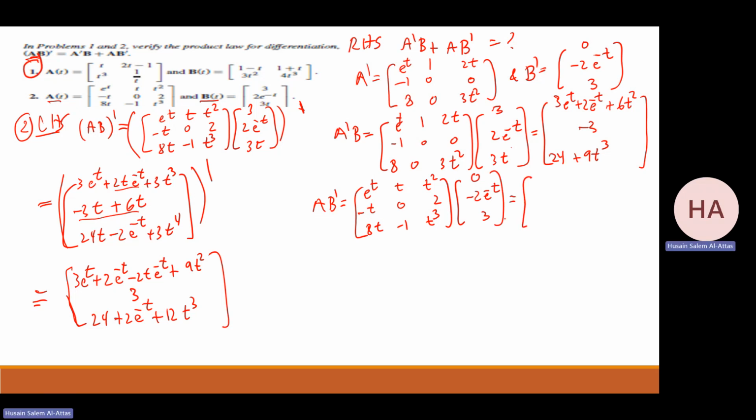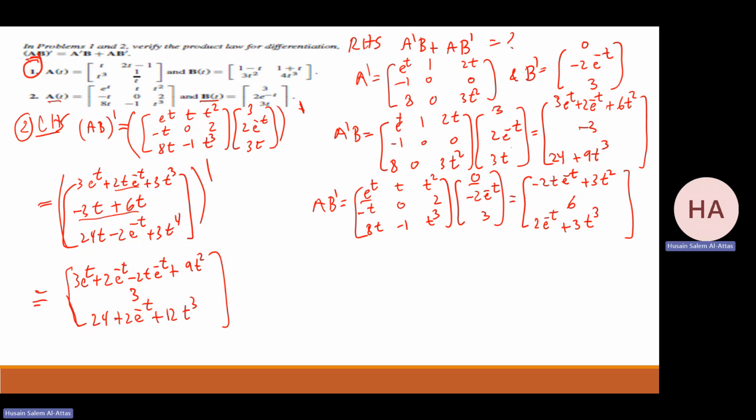That will be what? Minus 2t, minus t, this is times 0. That gives me 0 plus 3t squared. Okay, and that will be what? 0, 0, 6. This is 0, 2t minus t plus 3t cubed.